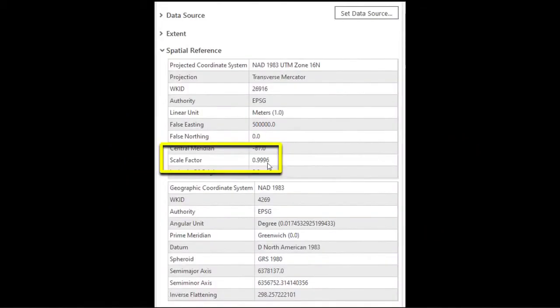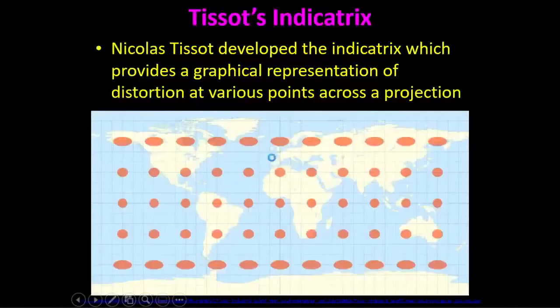And I'm not going to go too much into this, but ArcGIS can show you a particular scale factor for a particular reference, projection, what have you. Here we have a cool term, an indicatrix. Nicolas Tissot developed the indicatrix, which provides a graphical representation of distortion at various points across a projection. So we're going to use a lot of these when we look at projections going forward and try to understand, okay, why is this a good one? Why is this a bad one?